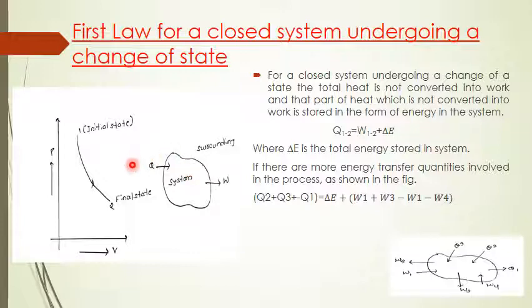That part of heat which is not converted into work is stored in the form of energy in the system. So that can be written in the form of maths. Mathematically, the amount of heat added to the system is equal to the amount of work done by the system plus the energy stored in the system. This delta E is the total energy stored in the system.